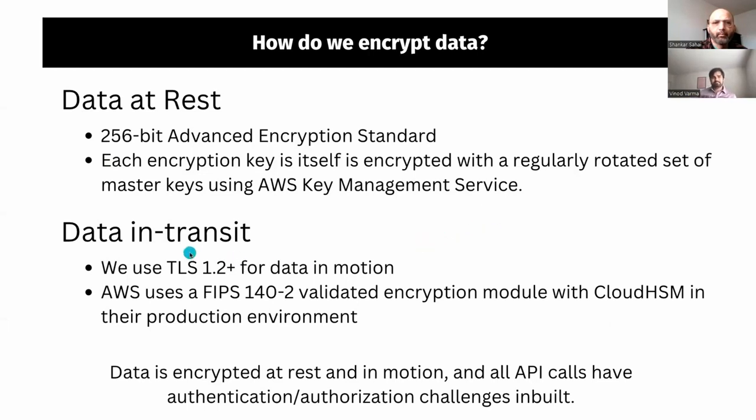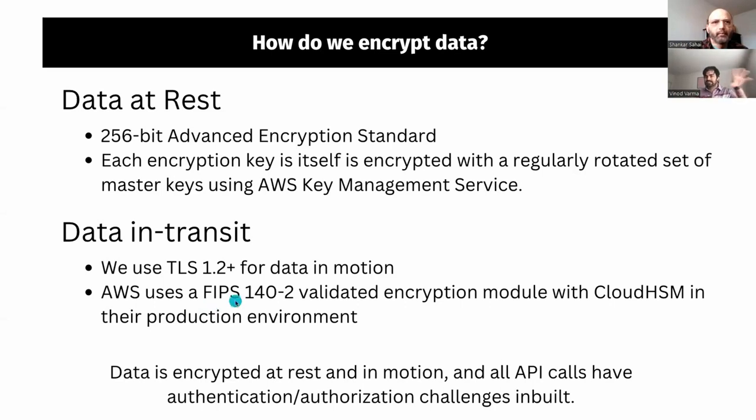Okay. And for in transit, as we discussed, we use TLS 1.2 plus for data in motion. And as we are fully hosted on the AWS cloud, on the data center side, our cloud provider uses one of the best FIPS 140-2 validated encryption methodologies on the server side, right?